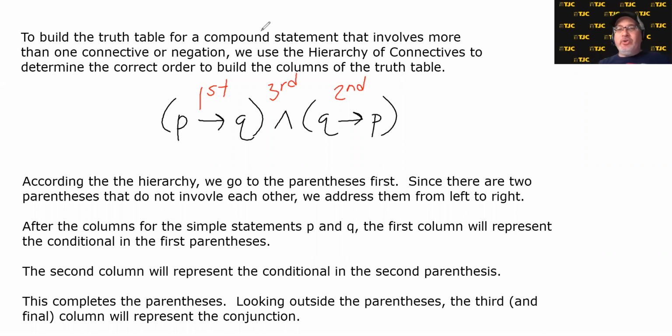So I now know that my truth table is going to have 5 columns. It's going to have one for the letter P, one for the letter Q, and then one for each of the connectives. And when we get to the last one, we'll have the completed truth table.